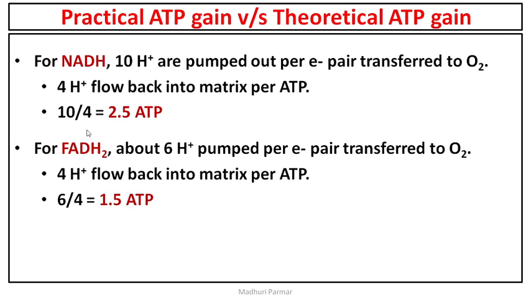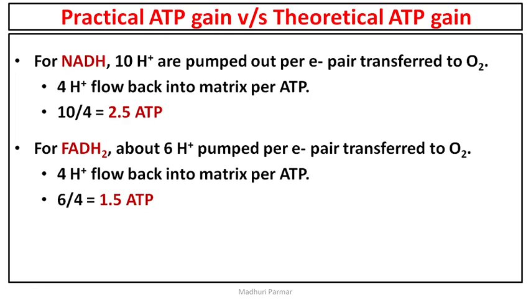Same way, calculating for FADH2. FADH2 enters at complex 2, the succinate dehydrogenase complex. Now this complex actually does not pump out any proton. Then complex 3 and complex 4 pump out in total 6 protons from the matrix into the intermembrane space. So same way, 4 protons are required for generating one molecule of ATP. So 6 by 4 will give you 1.5 ATP. So this is the practical gain. Per molecule of FADH2, you should get 1.5 ATP.